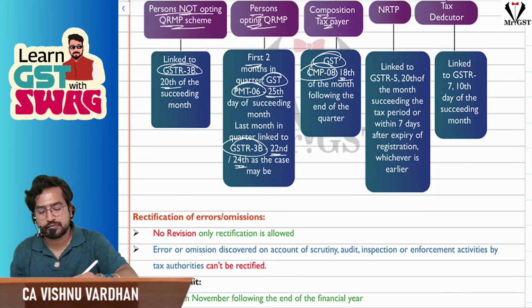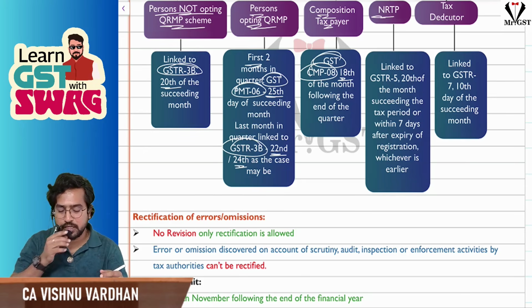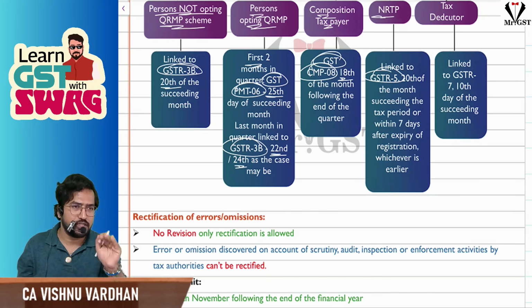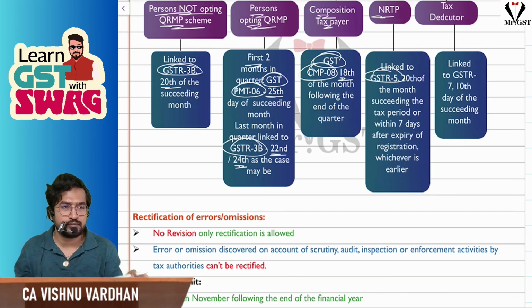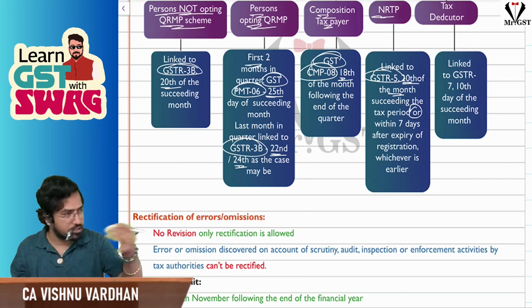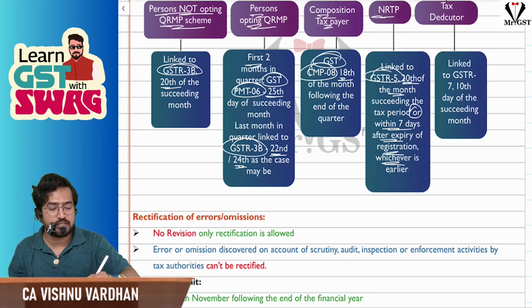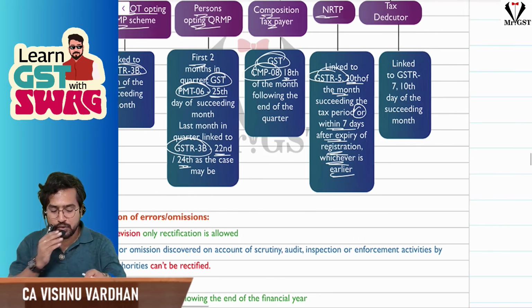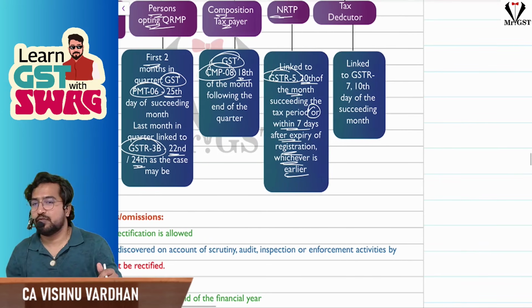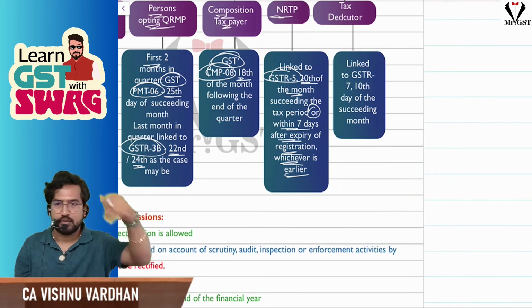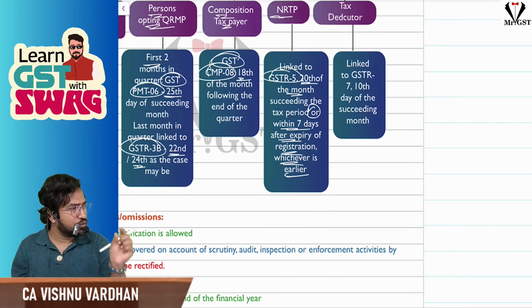Next, NRTP, non-resident taxable person, GSTR 5. What is the due date for that? Here you will compare two things. Generally, a due date means only one date, but here you are going for comparison. It is the 20th of the next month or within 7 days after the expiry of registration, whichever is earlier. Suppose you have taken GST registration from 1st June to 7th June. You are a non-resident taxable person who came here for 1 week. For the June month you should file GSTR 5.